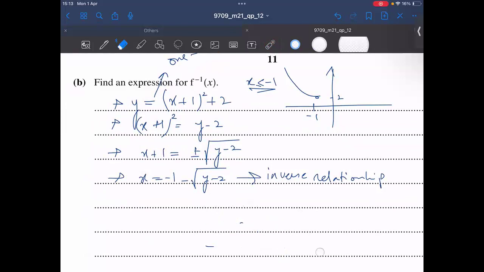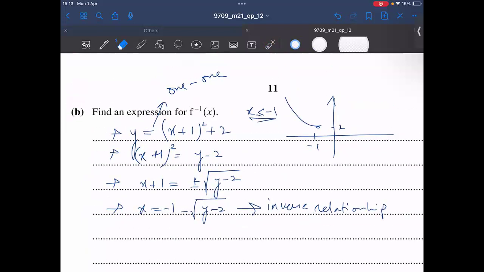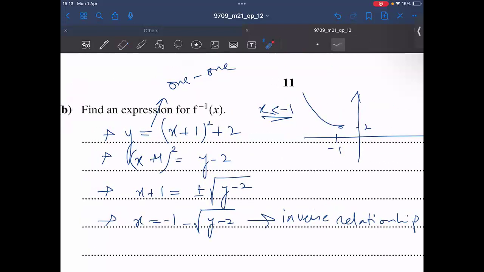And always remember that this turning point is basically your limiting value. What do you mean by limiting value? That means, I'm specifically talking about a quadratic function, for a quadratic function you can have an inverse function only when your domain is defined either less than or equal to the turning point or greater than or equal to the turning point.